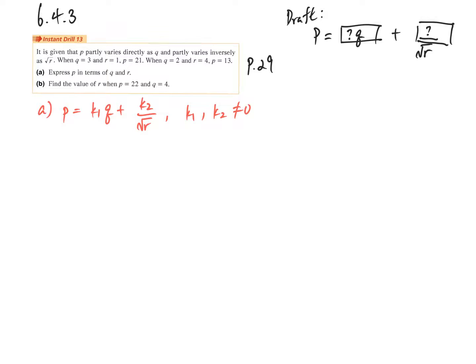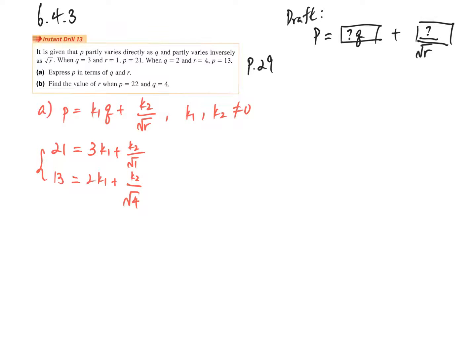Then we can substitute the value sets given by the question into this formula to find out the values of K1 and K2 respectively. So let's substitute Q, R, and P into this formula. From the first set, we have 21 equals 3K1 plus K2 over square root 1. And from the second set, we have 13 equals 2K1 plus K2 over square root 4.